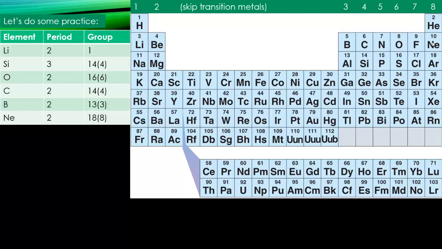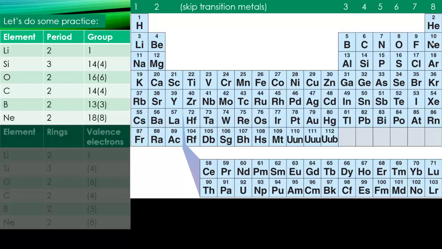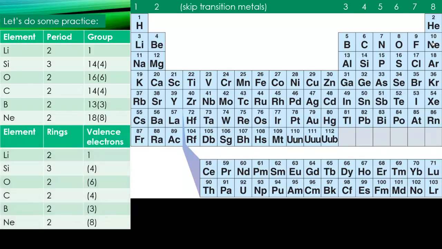Those correlate directly with the number of valence electrons and rings. So that means that everything in period 2 should have 2 rings, and everything in period 3 would have 3 rings.